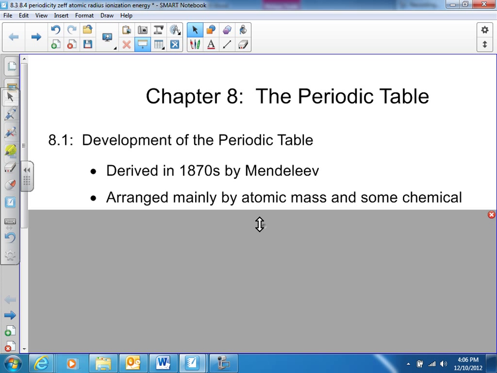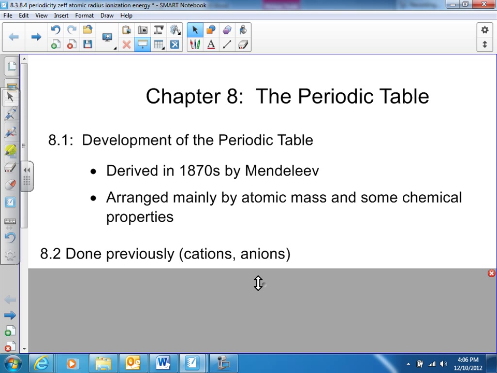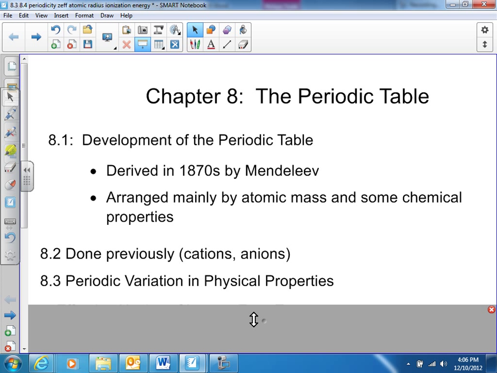Mendeleev looked at chemical properties along with atomic masses, and the periodic table that he came up with is extremely close to what we see today. That's it for Section 8.1. On to 8.2, which we already did, so we're moving on to 8.3.